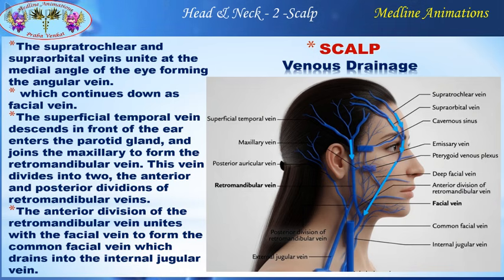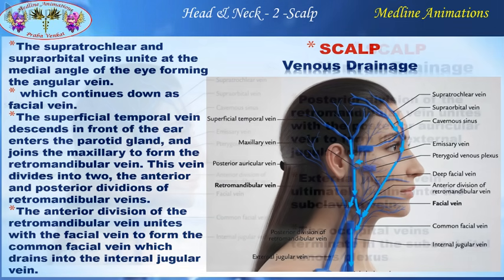The superficial temporal vein descends in front of the ear and enters the substance of parotid gland, joins the maxillary vein to form the retromandibular vein. The retromandibular vein divides into 2, the anterior and posterior divisions of retromandibular vein at the level of apex of the parotid gland. The anterior division of the retromandibular vein unites with the facial vein to form the common facial vein, which drains into the internal jugular vein.